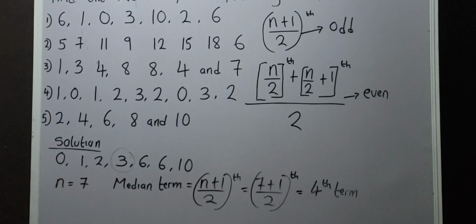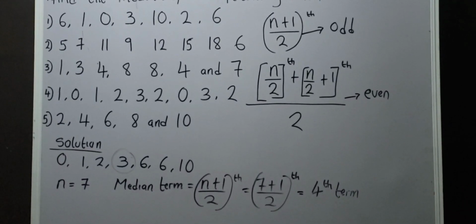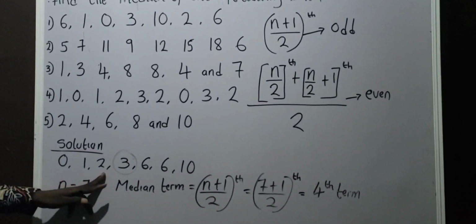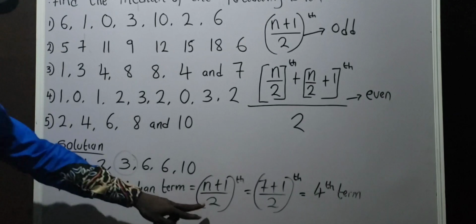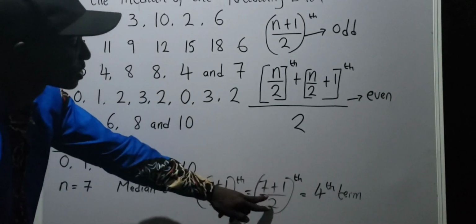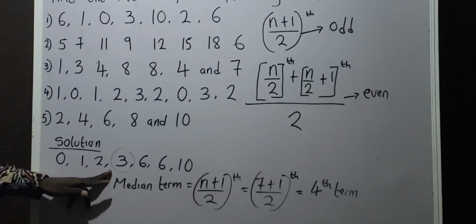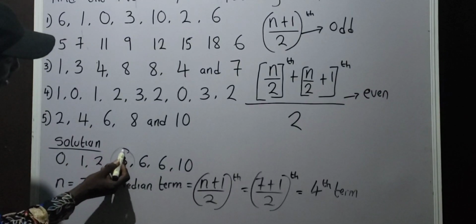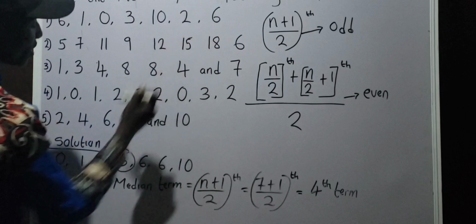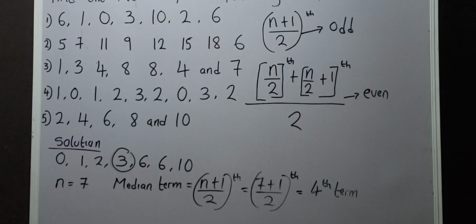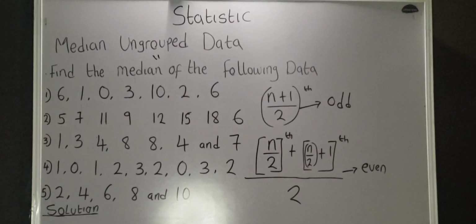You understand? The median of the data set is 3, because according to the median formula, when the total number of my elements is odd, I make use of this formula and I substitute the value of 7 and I get the fourth term. So the fourth term among my data set is 3. So the median of this data is 3. So we have gotten the first answer. Now let us proceed to the second question. Let's find the median of question number 2.